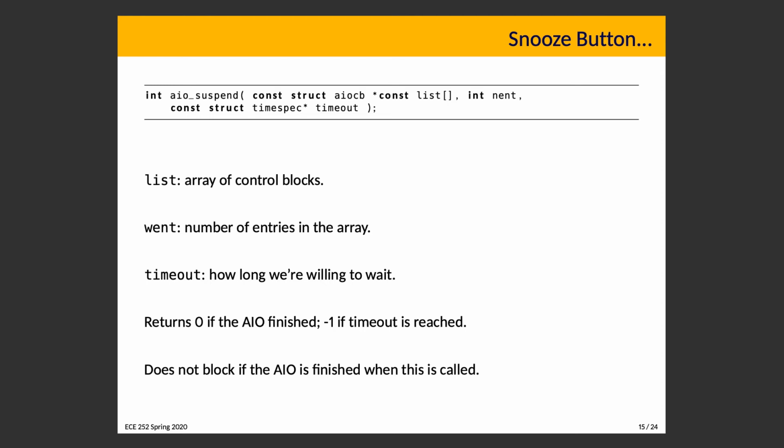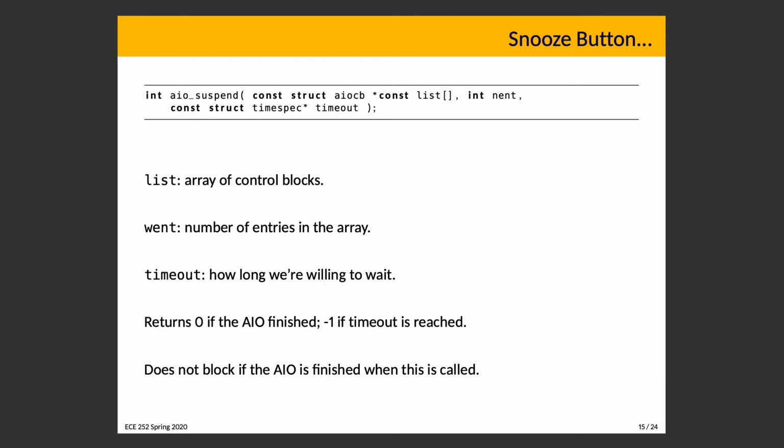Timespec, you will remember, I think, from our previous discussion of asynchronous I/O with select and pselect, so we know how to make a timespec, and that's just how long you're willing to wait. This returns 0 if the AIO operation is finished, and -1 if the timeout is reached. Now, it does return when any one of the AIO requests in the list is finished. So it doesn't have to wait for all of them to be finished. We'll wait for at least one.